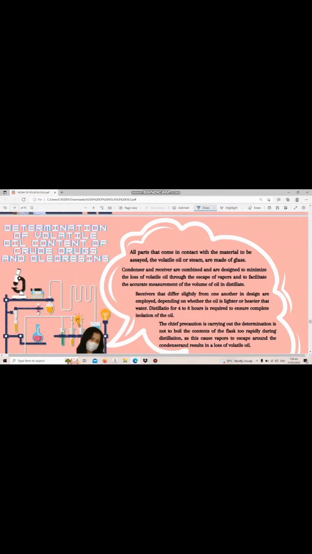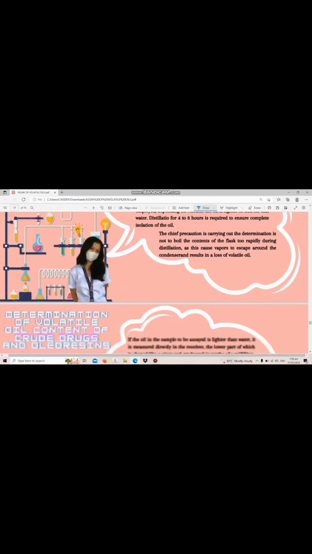Distillation for 4 to 8 hours is required to ensure complete isolation of the oil. The chief precaution to be observed in carrying out the determination is not to boil the contents of the flask too rapidly during distillation. Take note of that, as this causes vapors to escape around the condenser and results in a loss of volatile oil. Next.